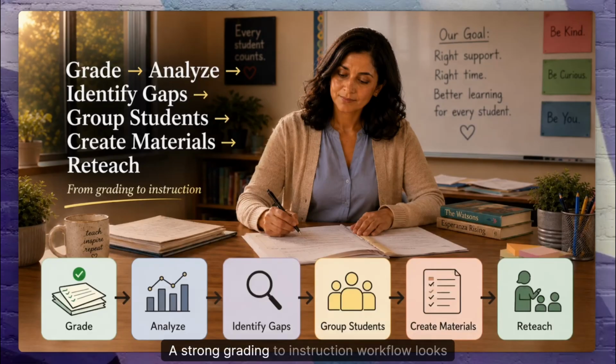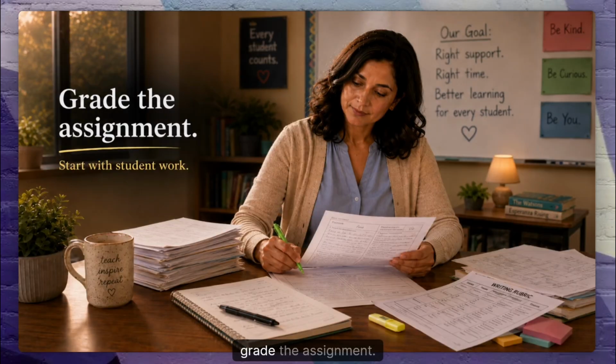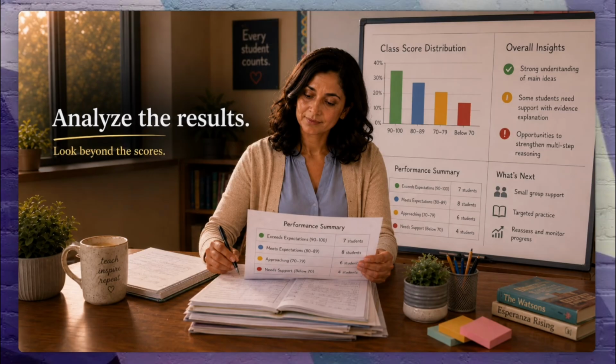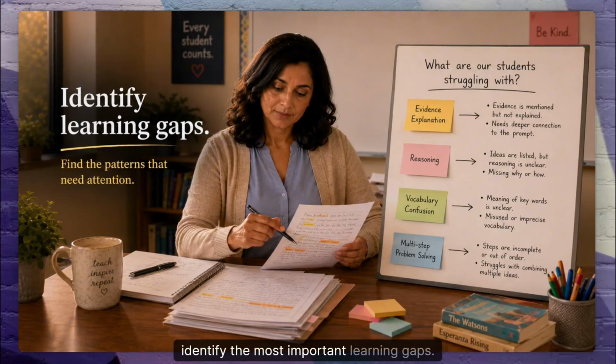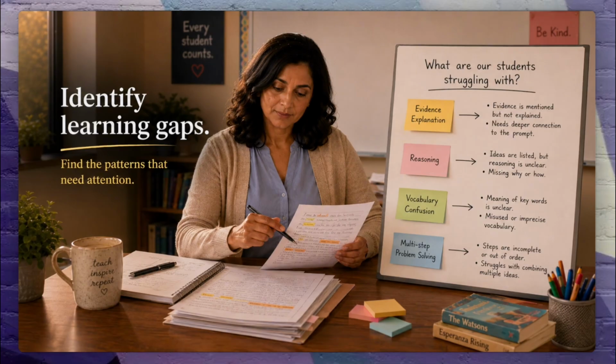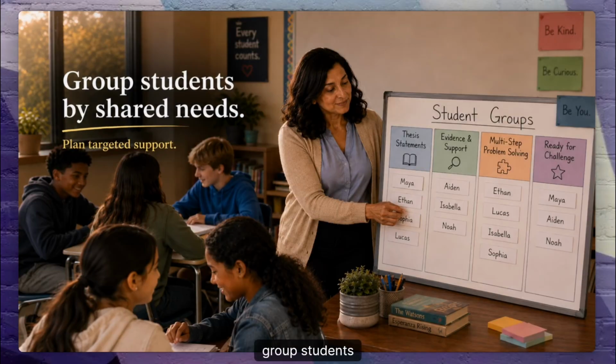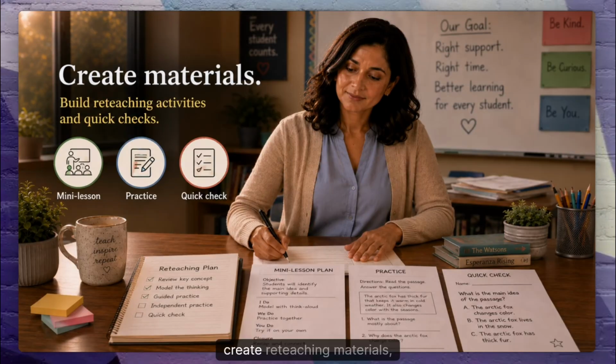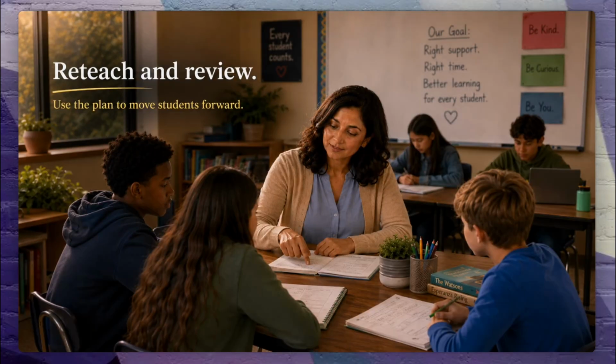A strong grading to instruction workflow looks like this. First, grade the assignment. Second, analyze the results. Third, identify the most important learning gaps. Fourth, group students based on shared needs. Fifth, create reteaching materials, practice activities, and quick checks for understanding. And finally, use that plan to reteach, review, and move students forward.